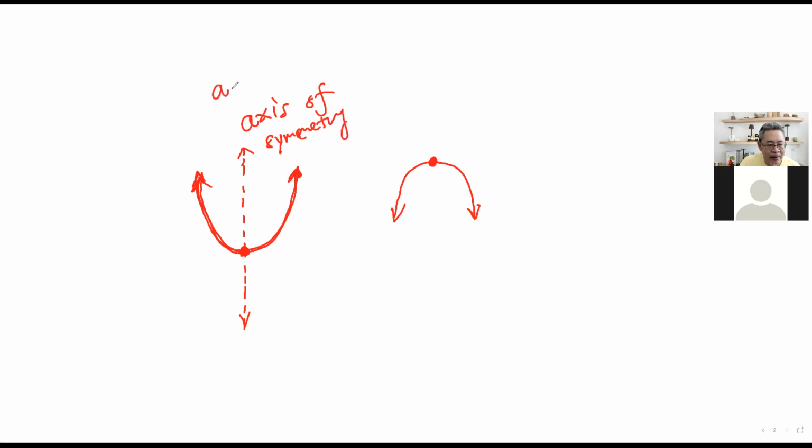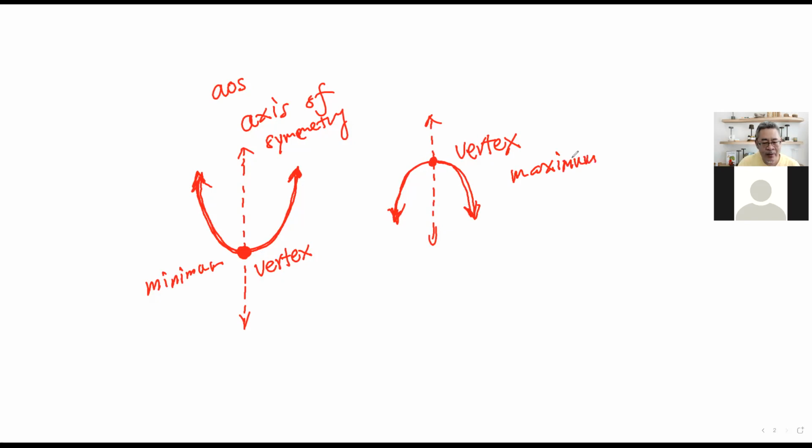And sometimes we just write that AOS. And same thing here. If you put the line go through the vertex point, then the left side and the right-hand side, they are perfectly symmetrical. And of course, we see this vertex point, and in this case, this is the lowest point. This is called minimum. And this point is called maximum. So we have some kind of vocabularies here. Good?